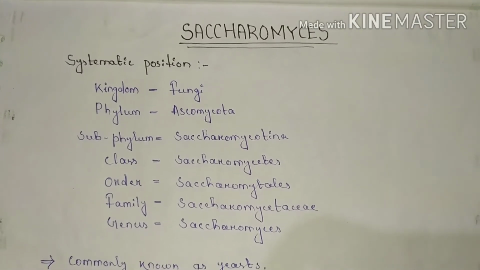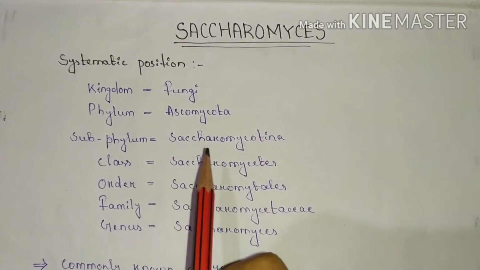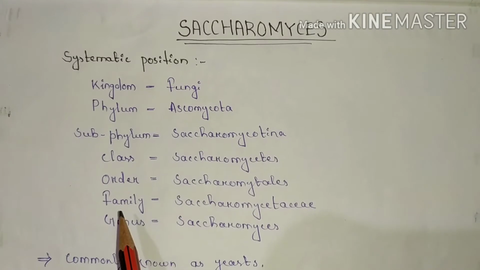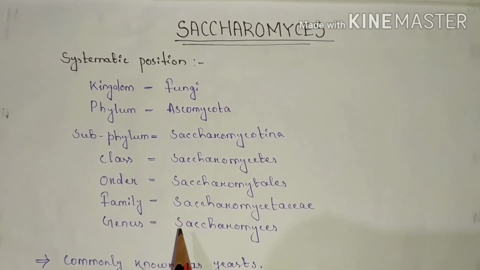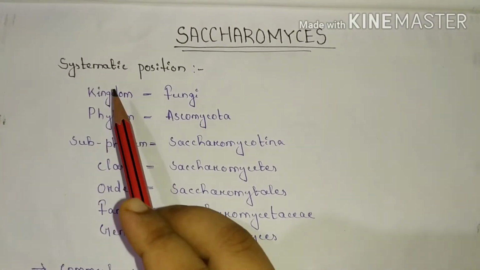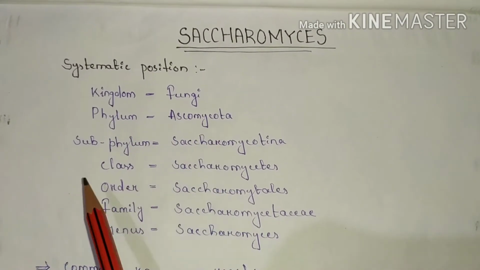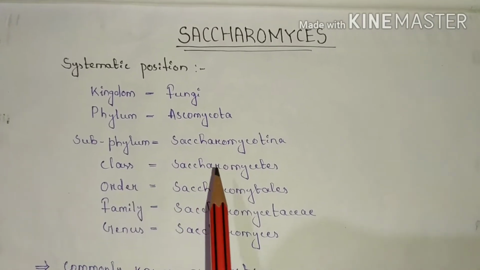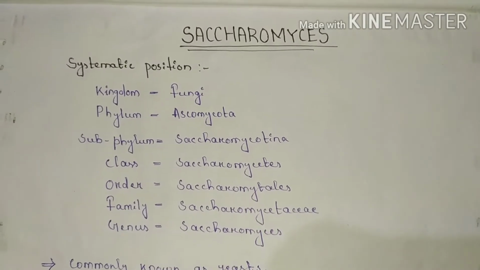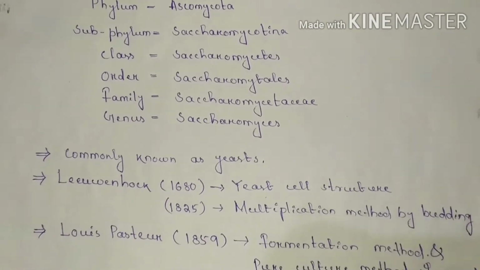So Saccharomyces belongs to the kingdom Fungi, then phylum Ascomycota, subphylum Saccharomycotina, class Saccharomycetes, order Saccharomycetales, family Saccharomycetaceae, genus Saccharomyces. So this is the systematic position of Saccharomyces. We have to remember this. Then let's discuss some important points regarding Saccharomyces.